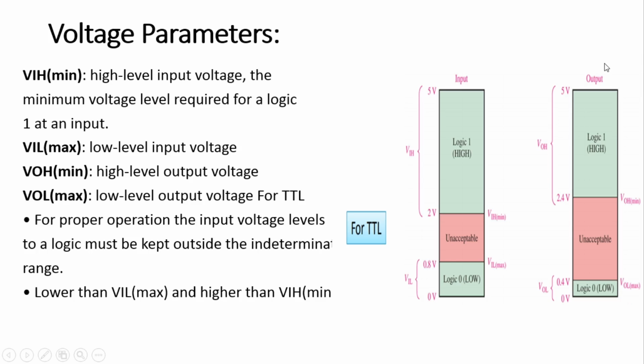Now similarly for output, here this is the logic high section, this is unacceptable, and this is the logic 0 section, that is high and low. Here the voltage ranges from 0 volt to 0.4 volt for VOL, and similarly 2.5 volt to 5 volt for VOH.